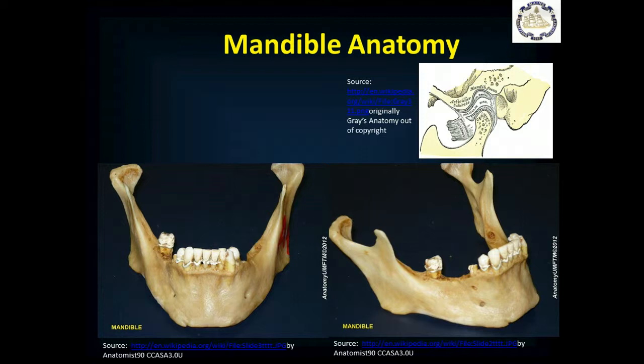You can see it's almost a circle, and where it connects to the base of the skull, that whole thing makes it into a circle, which becomes relevant when we talk later about fractures. You can also see towards the front, and particularly on the picture on the lower right, you see that hole in the mandible, and that's where a nerve comes out that gives sensation to the teeth.